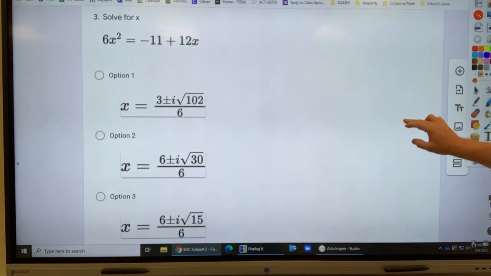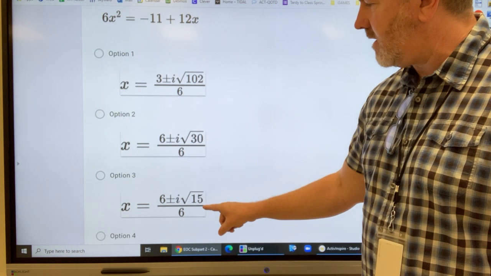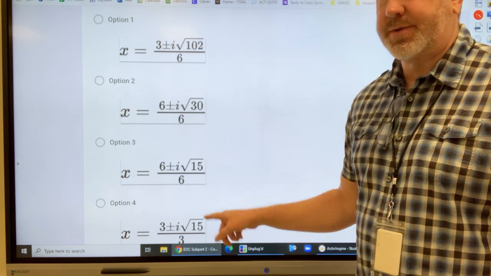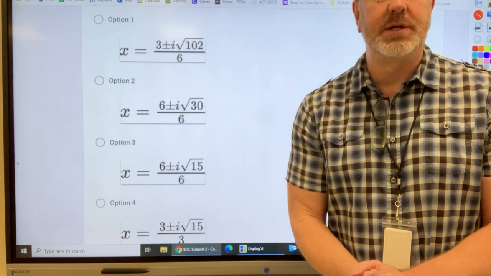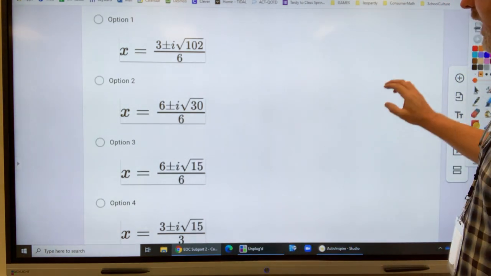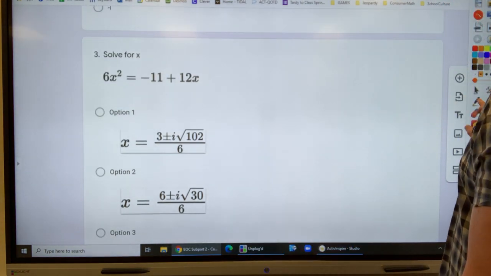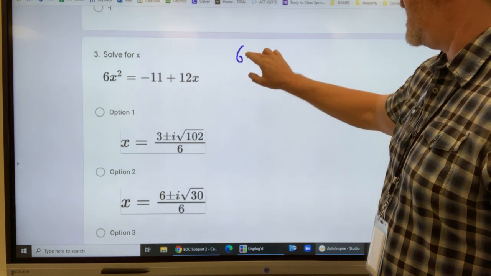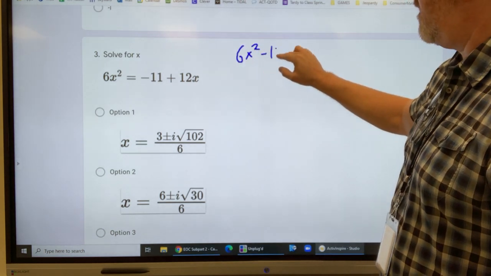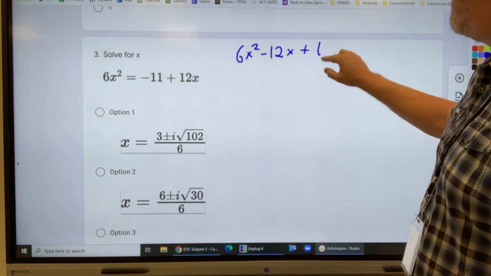Solve for x. Now, you can immediately see, what do these answers look like? Unfortunately, they look like answers when you use the quadratic formula. So, we're going to use the quadratic formula on this thing. First, we've got to put it in order. 6x squared minus 12x plus 11.